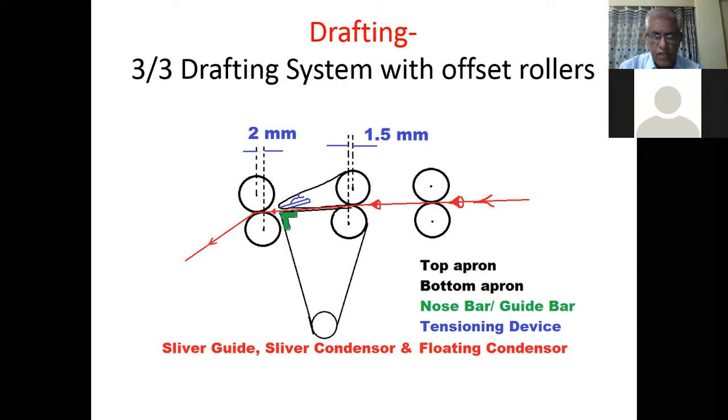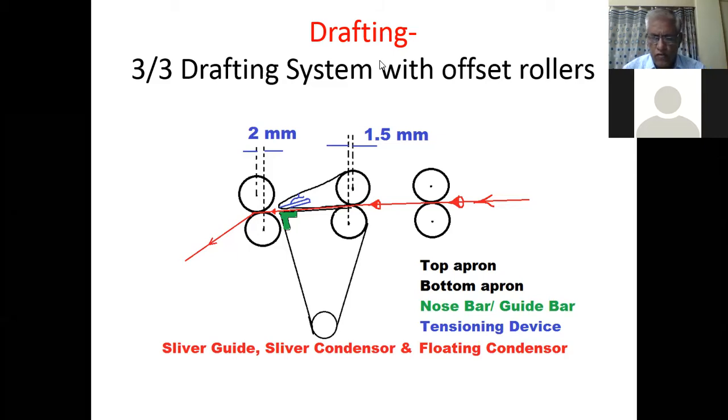So in this diagram, 3/3 drafting system with offset rollers is shown. Some simplex machines are using 4/4 drafting system also. But this is the most commonly used drafting system. The features which will be described here are common to other drafting systems also. So in this case, we are seeing that there are 3 top rollers and 3 bottom rollers. And in this case, there are 2 zones.